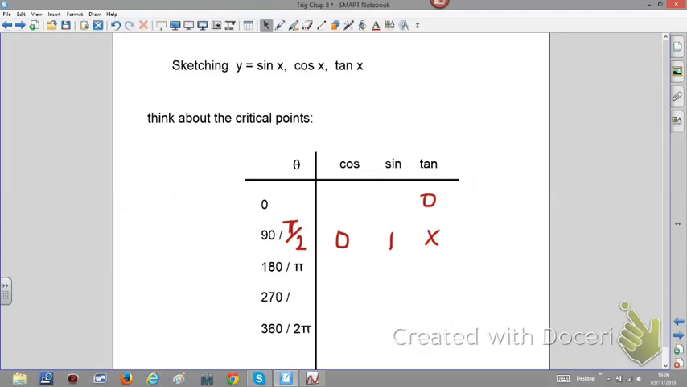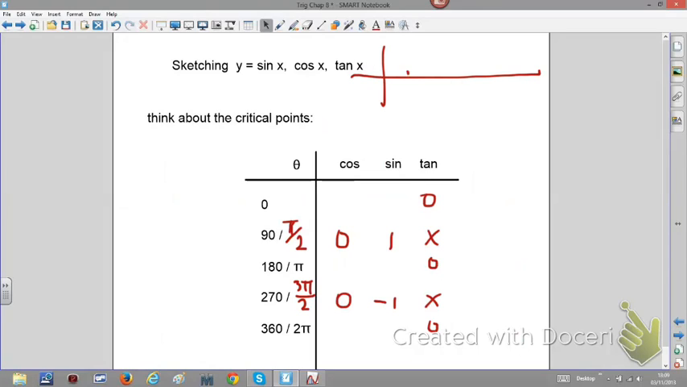Tan of pi is 0, and tan of 3 pi over 2, we've got cos is 0, sine is minus 1. Again, we're dividing by 0, so there's no tan value at 3 pi over 2. And then at 2 pi, tan is 0. So a very rough sketch.